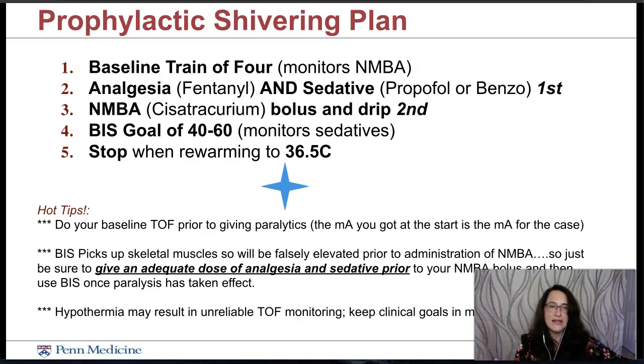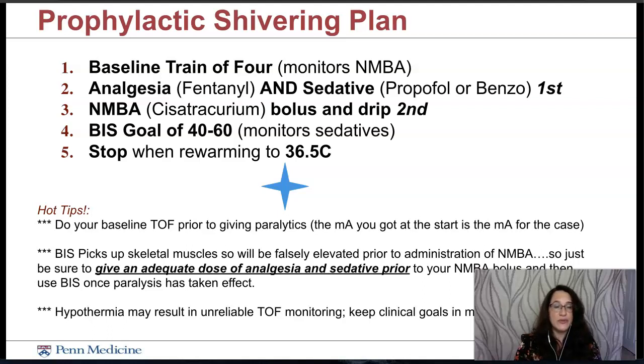So you make sure you sedate them first. Then you paralyze them. You get the BIS on there because we like BIS here in the CCU. We make sure our BIS goes between 40 and 60 because that monitors the sedatives. And we stop it all when we get to 36.5. So that's what we do.